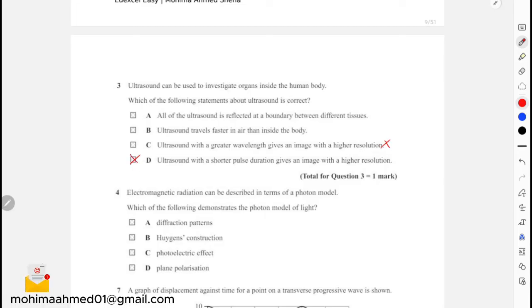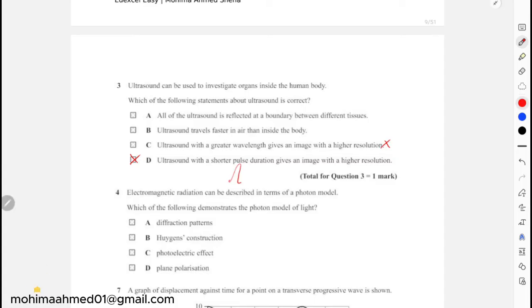Shorter pulse duration means that it will take a short time to get reflected from the surface, right? If it has a shorter pulse duration, then I can release a second pulse very quickly. So option D over here is your correct answer. All the other parts are wrong.